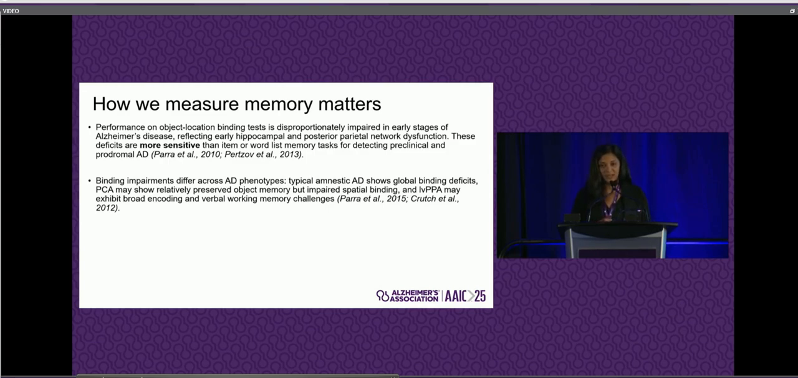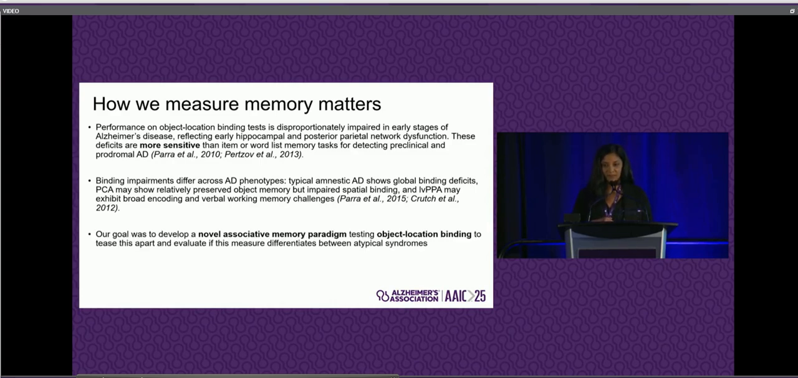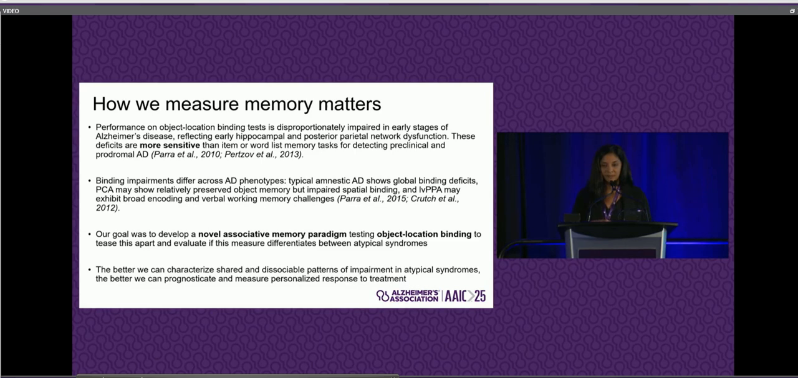And logopenic PPA may exhibit broad encoding and verbal working memory deficits. So our goal for this study was to develop a novel associative memory paradigm testing object location binding in order to tease this apart and evaluate if this measure differentiates between atypical syndromes. In the end, the better we can characterize these shared and dissociable patterns of impairment across the atypical spectrum, the better we can prognosticate and measure personalized response to treatments.